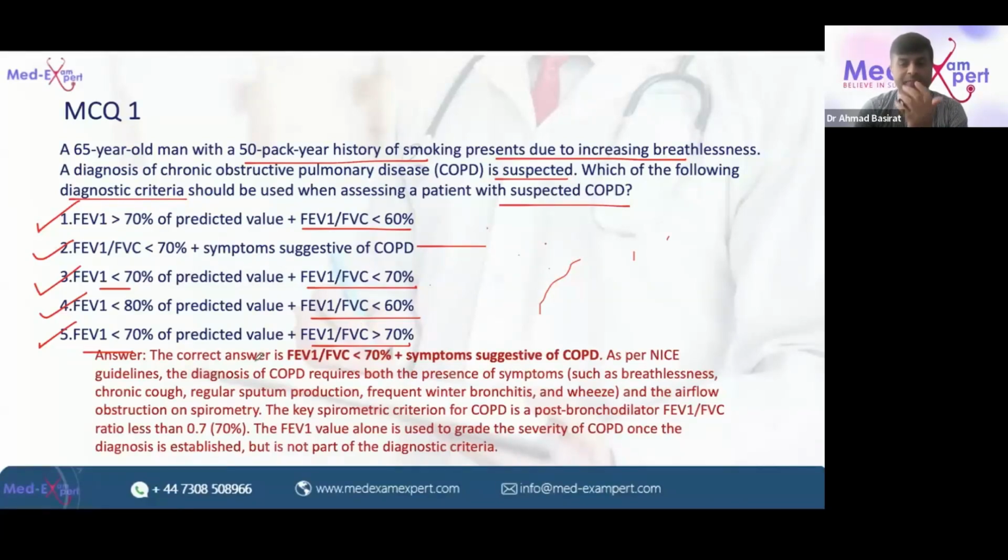Okay, so the correct answer is, yes, you're right. At least 3 or 4 people there are right in answering. The correct answer is ratio less than 70% plus symptoms suggestive of COPD. The NICE guideline tells us the diagnosis of COPD requires both the presence of symptoms, which are breathlessness, cough, sputum, winter bronchitis, wheeze, and airflow obstruction on spirometry, and that's enough for the diagnosis of COPD. The key spirometric criterion for COPD is a post-bronchodilator FEV1 over FVC ratio of less than 70%. The FEV1 value alone is used to grade the severity of COPD. As I told you earlier on the slides, the FEV1 is only to assess the severity of COPD, not to diagnose it. Okay, so good.